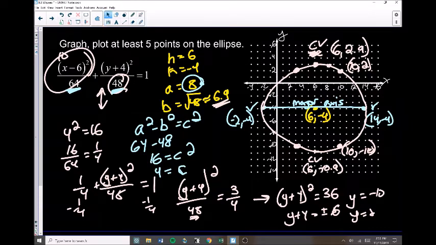So if I get rid of this major axis that I've drawn, and here in the center, go left 4 units and right 4 units. This right here is one focus at 2, -4. This is the other focus at 10, -4.